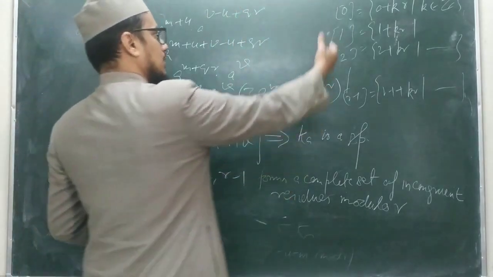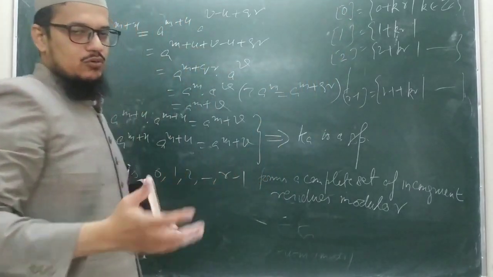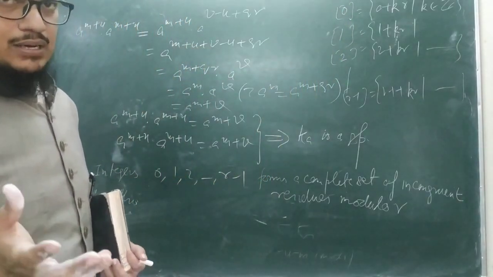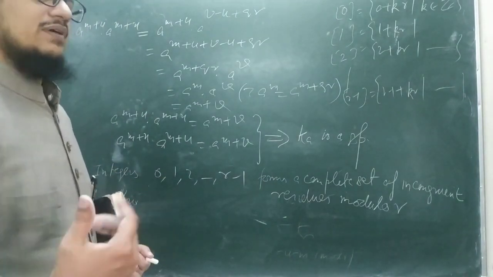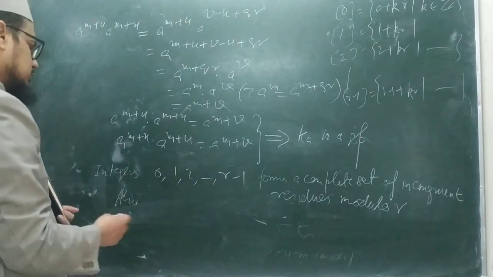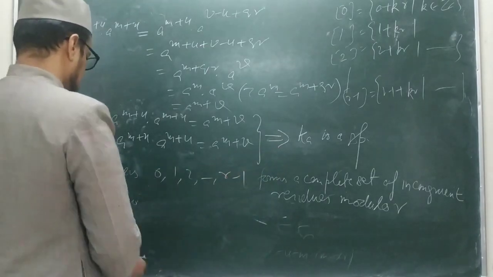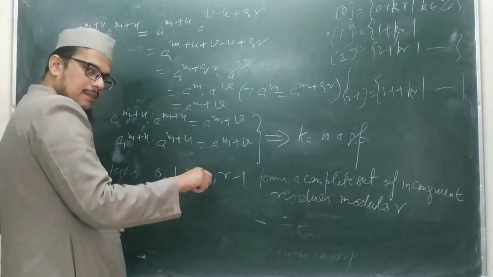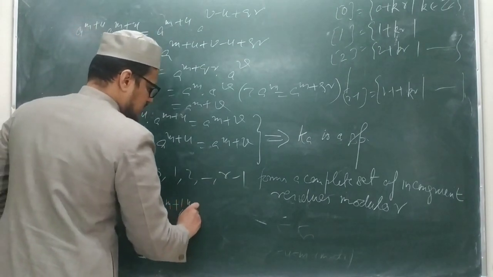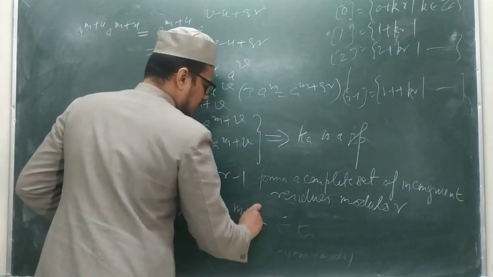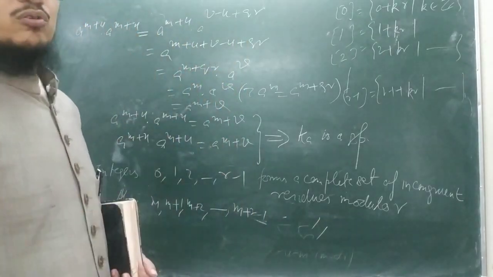Also, 0 does not belong here, meaning 0 and 1 have no relation of congruence. The relation which I have defined already is a congruent to b modulo r, which implies that r divides a minus b, correct? So integers 0, 1 to r minus 1 form a complete set of incongruent residues modulo r. Also, if you add any integer m to all, that is m, m plus 1, m plus 2, the result will again form a complete set of incongruent residues modulo r.